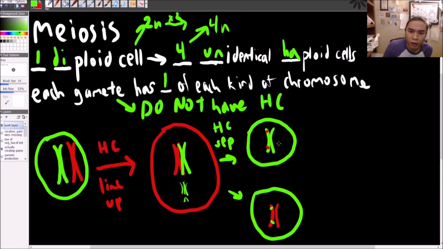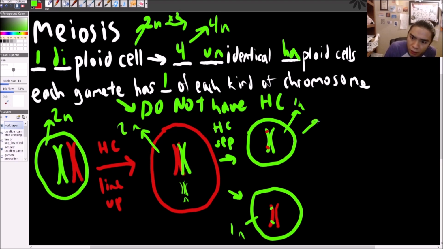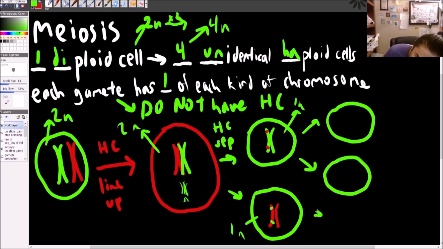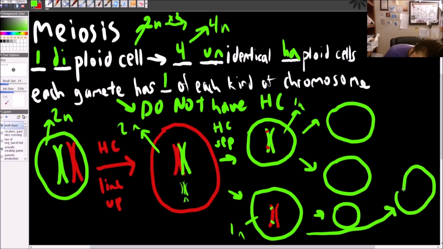So at the moment, just to be sure, this one has 2N, so 2 sets of chromosomes. This one still has 2N. At the moment, each of these are only 1N. They only have 1 set of chromosomes, but they're not ready yet. So now we need to split them up again. Cool. So over here, let's say it splits that way, splits that way.